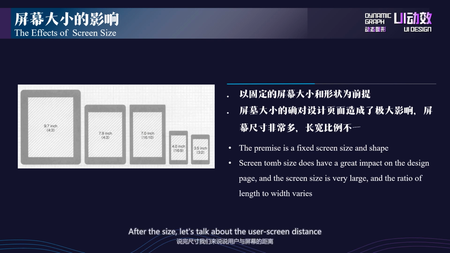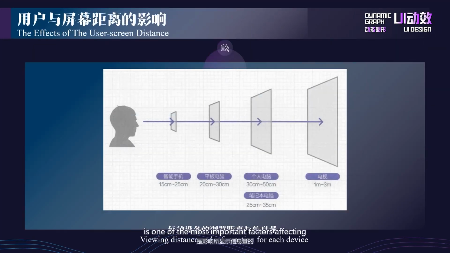After the size, let's talk about the user screen distance. The user screen distance is one of the most important factors affecting the amount of information displayed, just as important as the page size. The farther the user is from the screen, in order for the information to be clearly readable, the larger the area on the screen needs to be. This is independent of screen size.